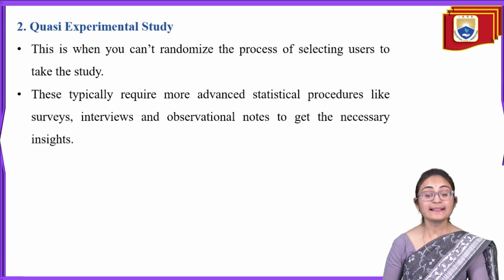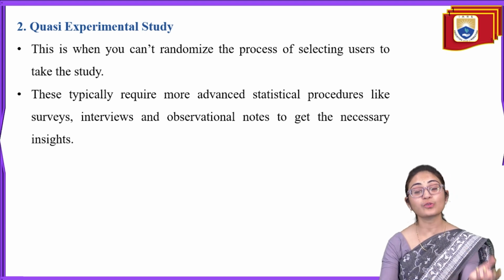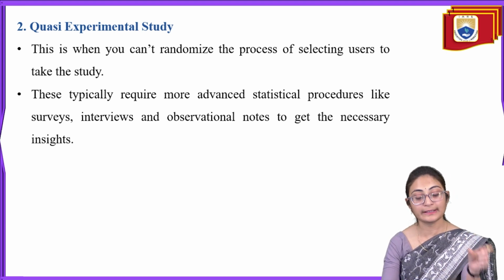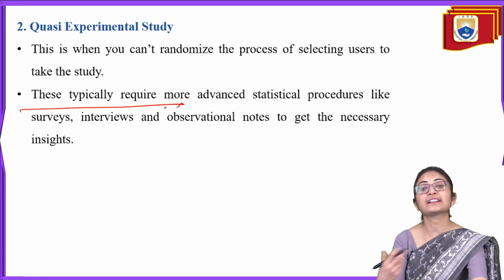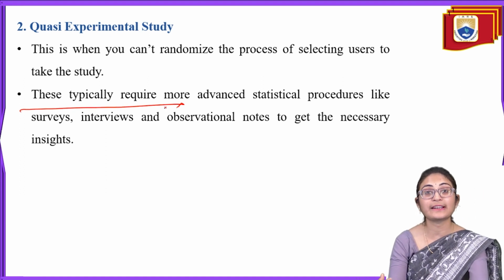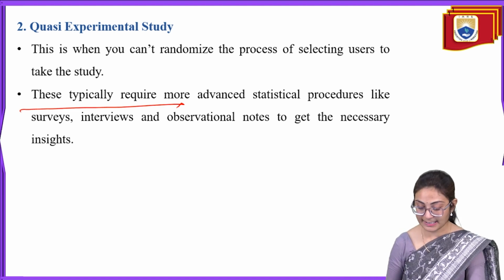Then second one is a quasi-experimental study. This is when you can't randomize the process of selecting users to take the study, and this typically requires more advanced statistical procedures like surveys, interviews and observational notes to get the necessary insights.